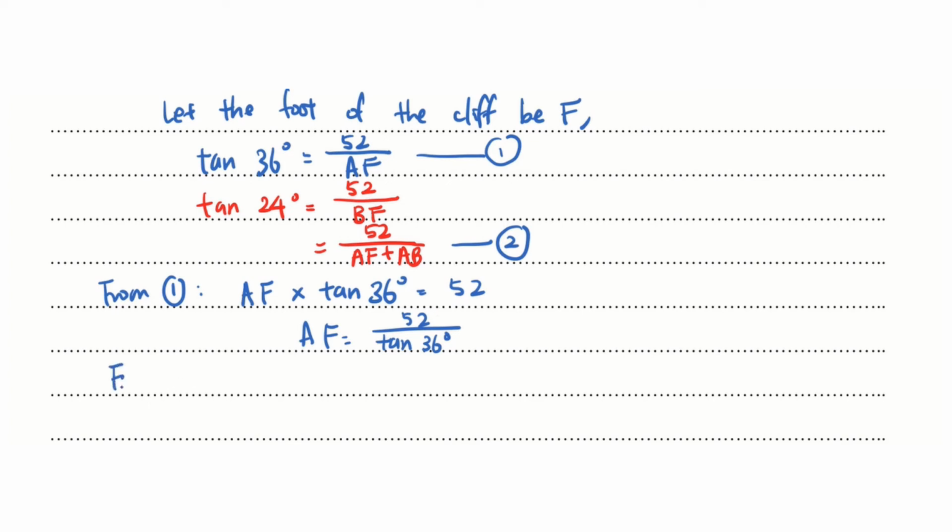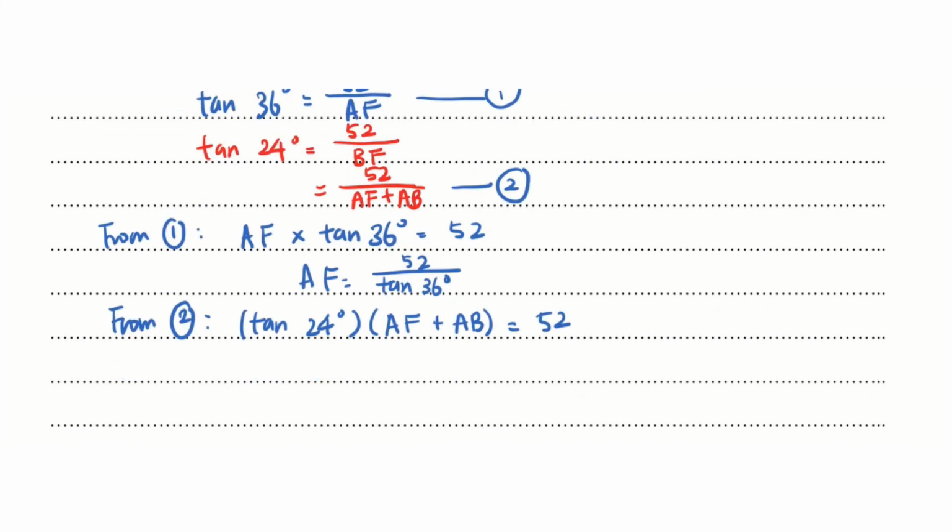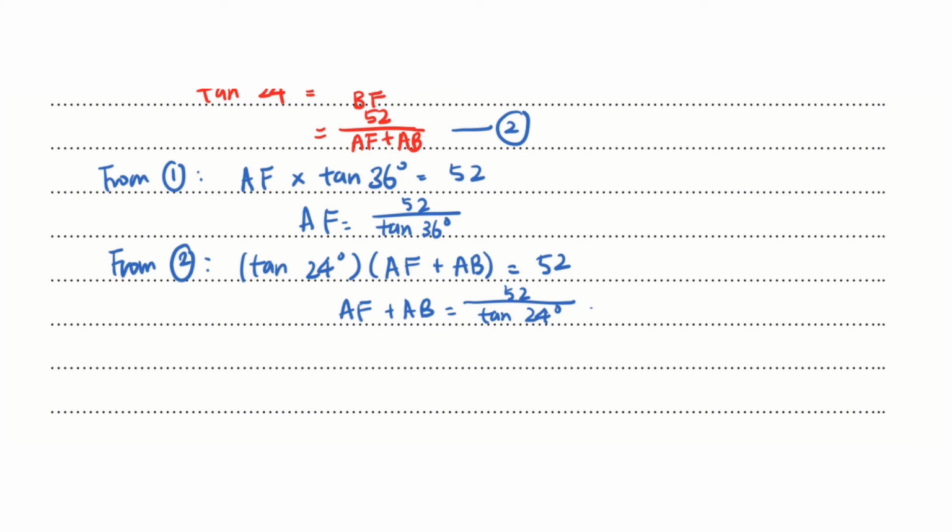Then now from equation 2, let me just make things neater. I will do a cross multiplication first. So tangent 24 degrees times AF plus AB equals 52. I just do some rearranging before I do the substitution. So AF plus AB will be equal to 52 over tangent 24. It is up to you depending on what kind of manipulation you want to choose. Just ensure that your algebraic manipulation is correctly done. So now we have this equation 3.